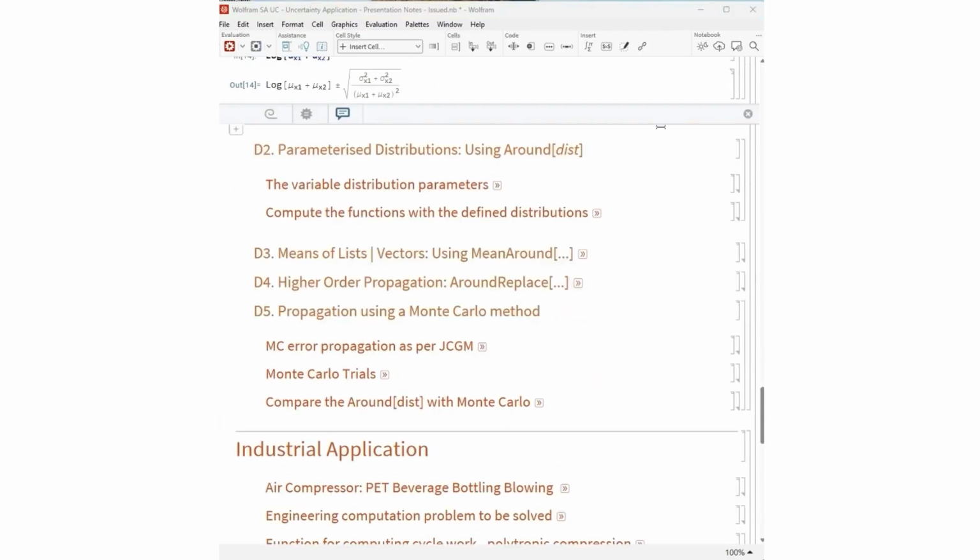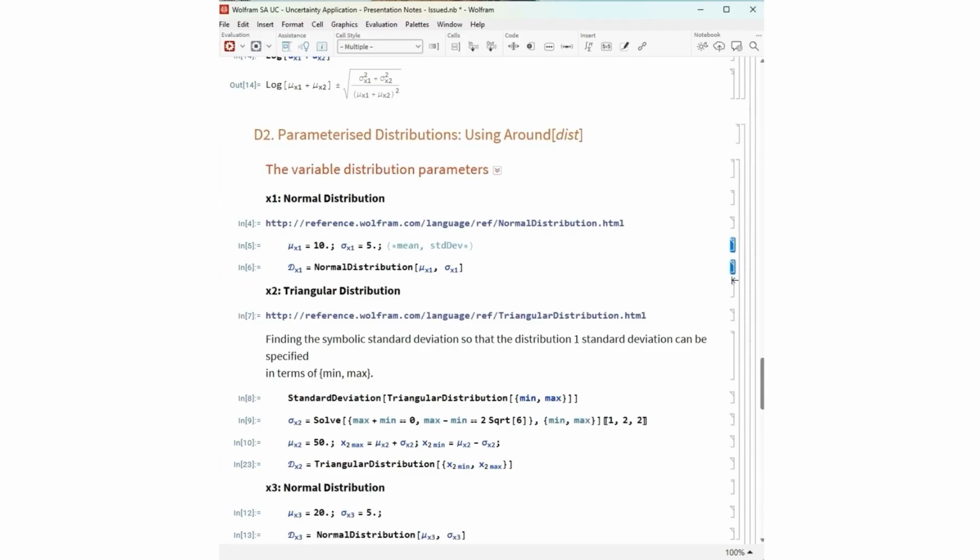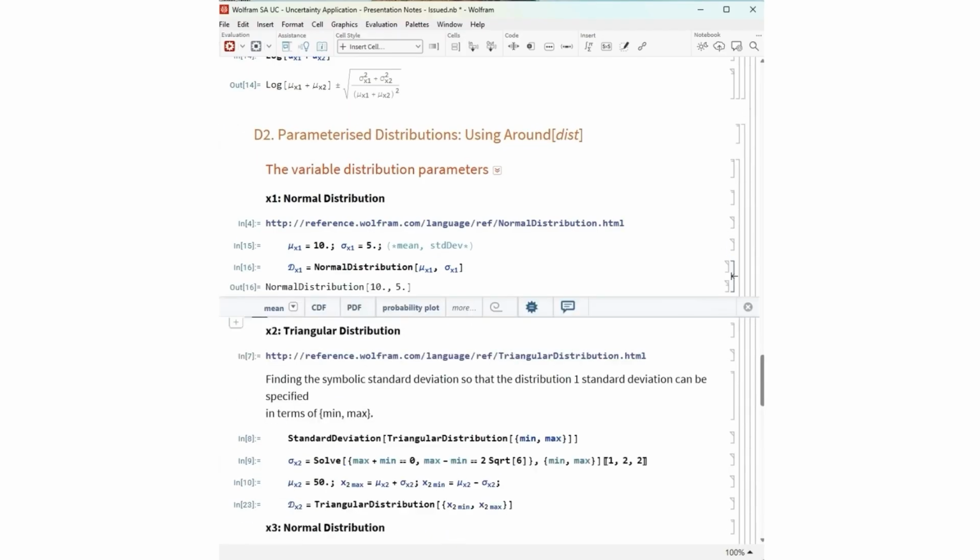You can also use parameterized distributions within Around. So for example, let's say we fit a normal distribution for x1 where you have a mean centered around 10 and a standard deviation of 5, and you define the distribution as such. You get this normal distribution.